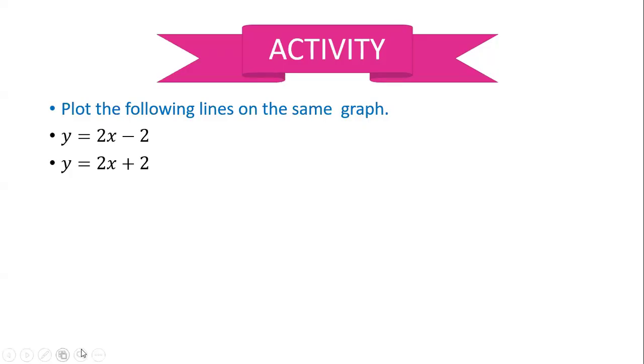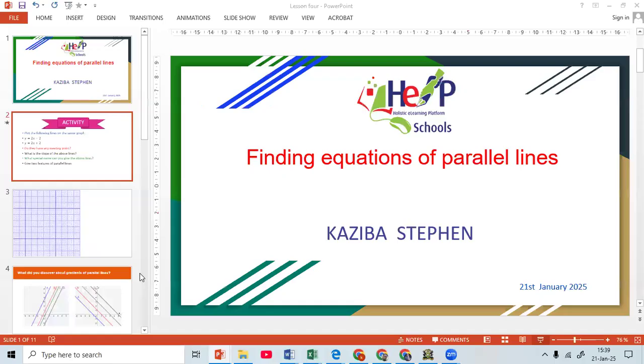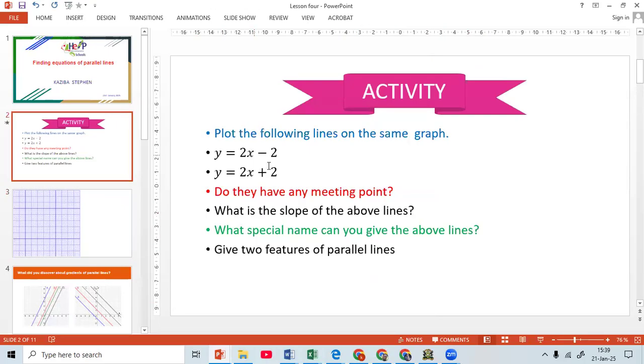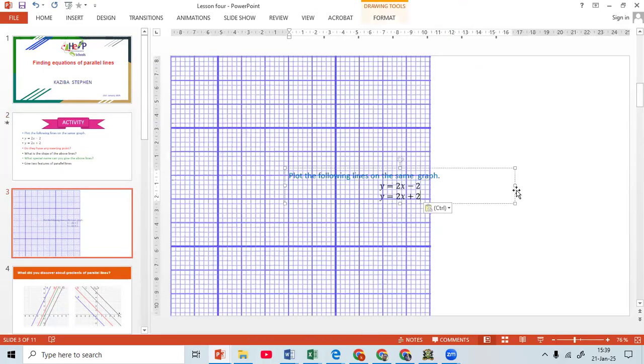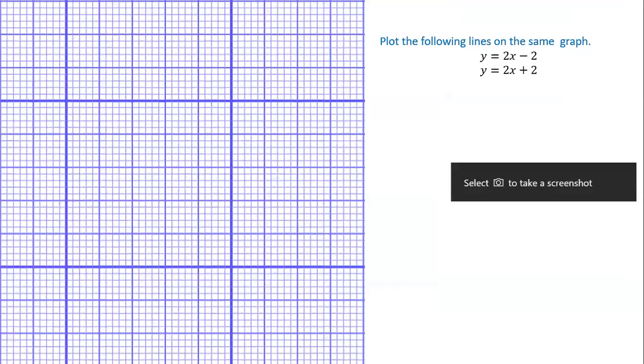Now, I have my graph. This is my graph that I'm going to plot on, and these are the 2 points that I'm going to plot on this graph. So I'm going to write them here. These are my 2 points.